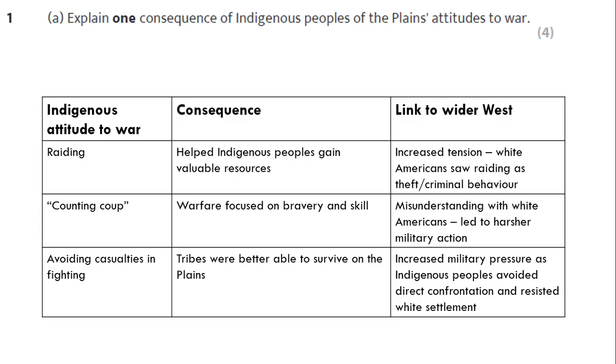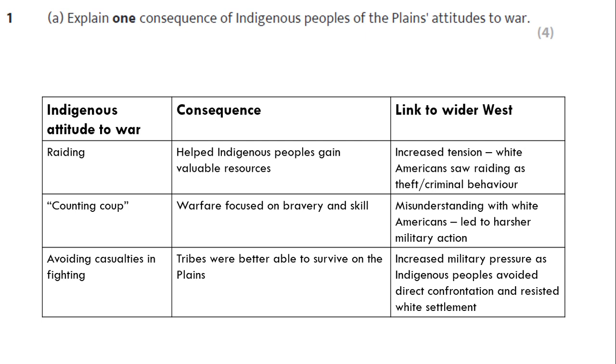For each of these attitudes and the consequence that links to the attitude, we also have that link to the wider West, which is essential for 4 out of 4. So for raiding, this increased tension because white Americans saw it as theft or criminal behaviour. Counting coup led to misunderstanding with white Americans because they didn't understand what was happening, and that led to harsher military action. And then avoiding casualties in fighting, this increased military pressure. Indigenous peoples were avoiding direct confrontation. They were just going for raids with limited men, and they were resisting white settlement.